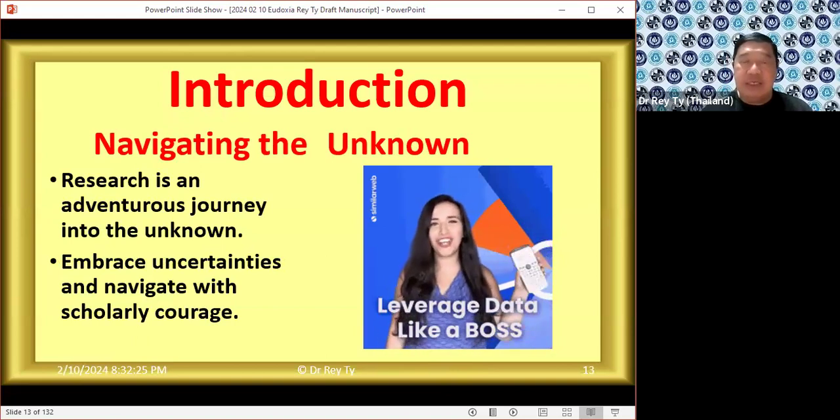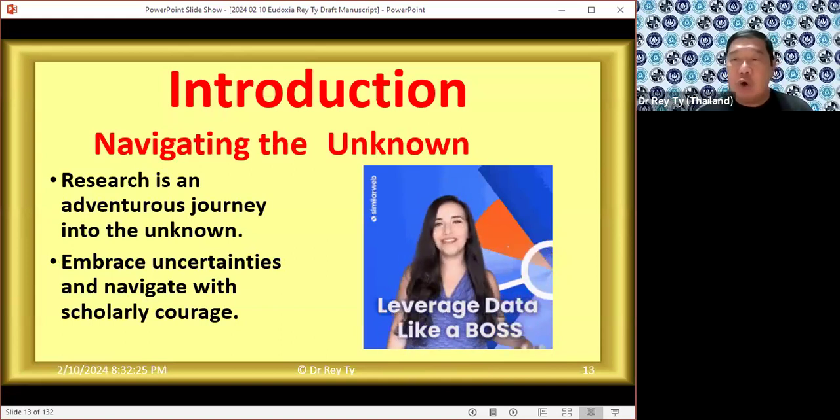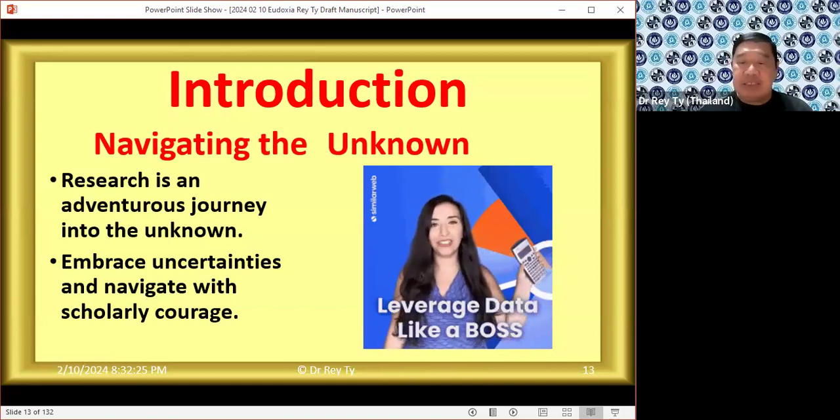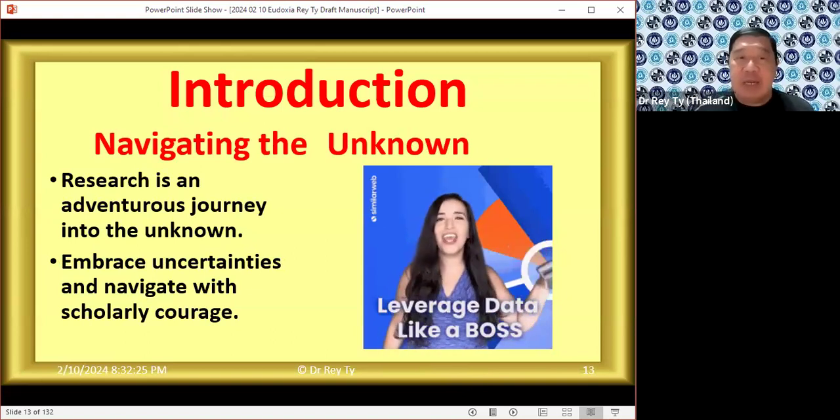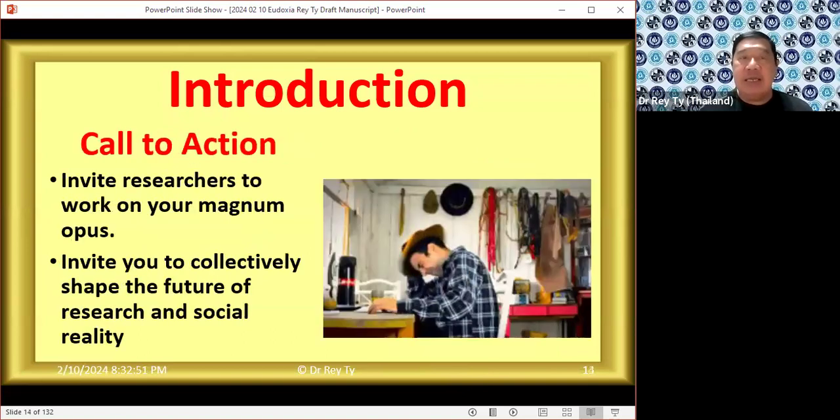So research is an adventurous journey into the unknown. We should not have preconceived conclusions. Embrace uncertainties and navigate with scholarly courage. This is a call to action, inviting researchers to work on your magnum opus. I invite you to collectively shape the future of research and social reality.